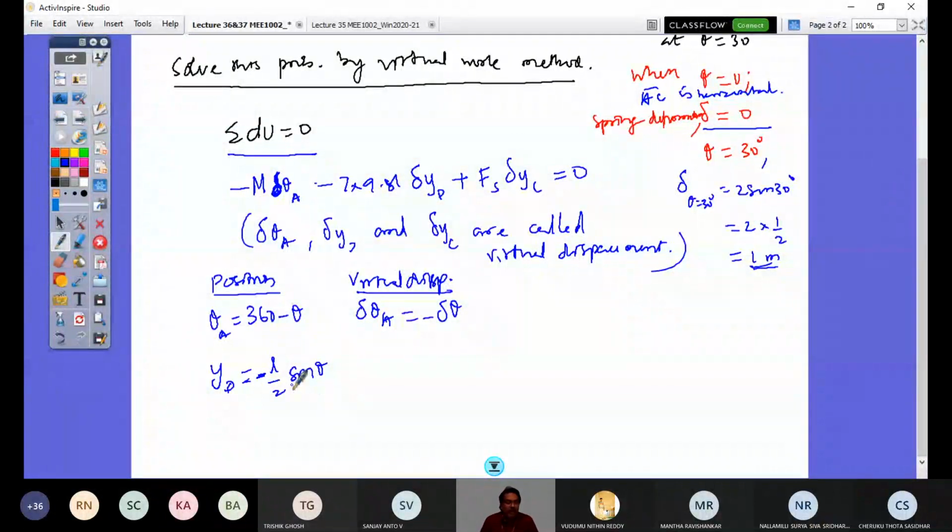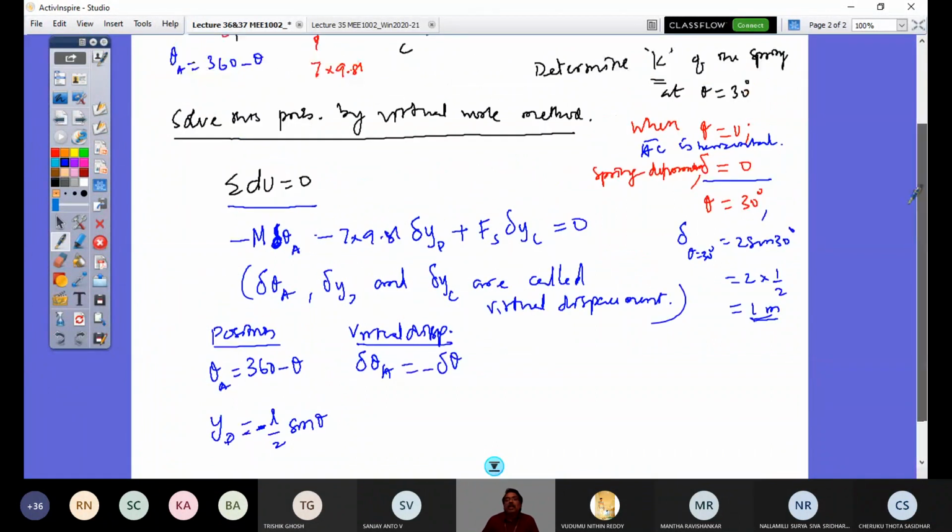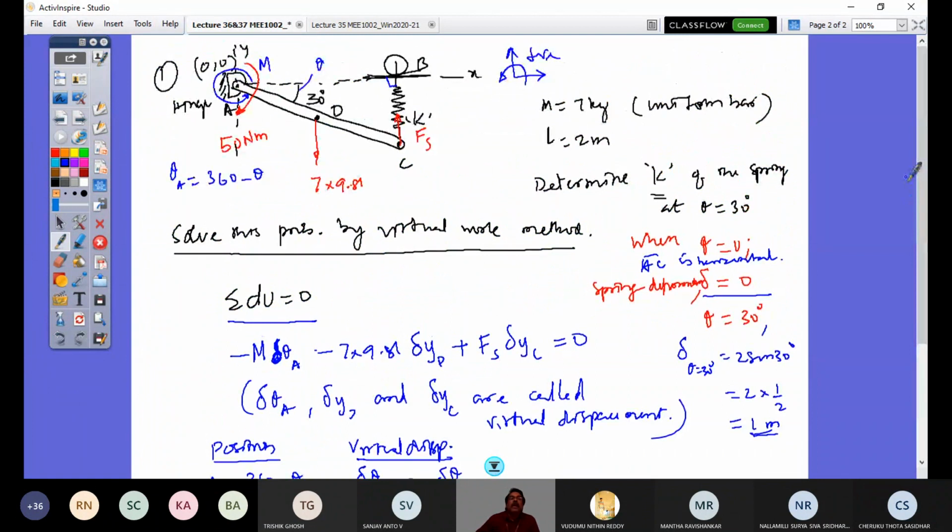YD is written as minus L by 2 sine theta. Is that clear? Why there is a minus sign is because the reference point is here and the entire thing is in the fourth quadrant. So this position is below the horizontal axis, so this is the negative y-axis. So this vertical position from here to here is what is given by L by 2 sine theta. So that is the position.